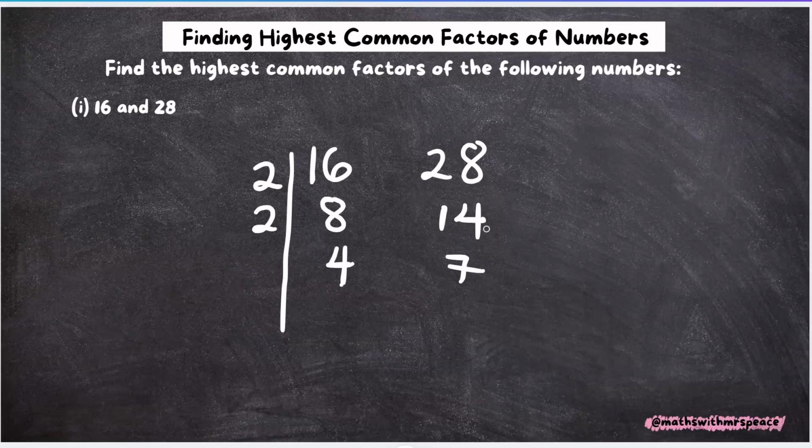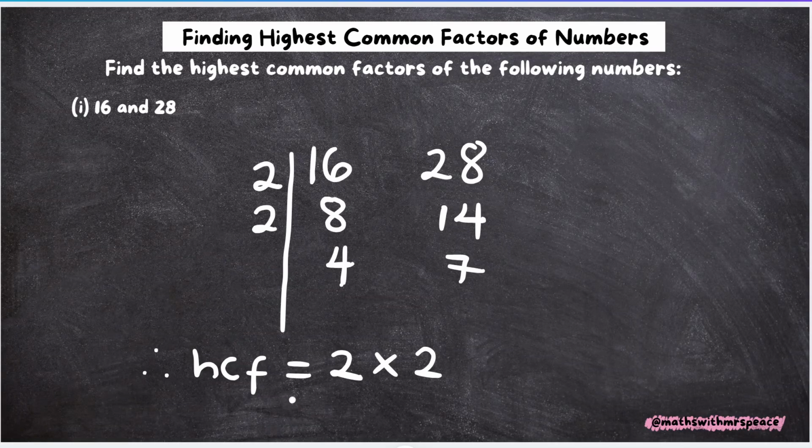Now, when you're using this method for LCM, you only stop when you have arrived at 1 and 1, but you don't do that for HCF. You don't have to get to 1 and 1. The moment there's no more common factor between the numbers, you have come to the end of the division. And to get the HCF, we're just going to multiply the factors we used to divide. So in this case, HCF is equal to 2 times 2, and our HCF is going to be equal to 4. So that's it on this method. It's simple, it's short, and it's precise.